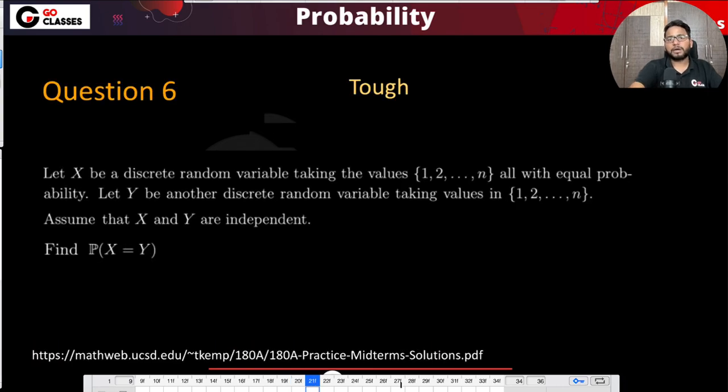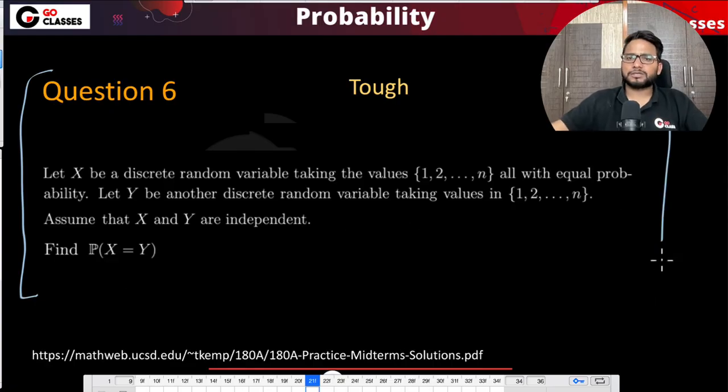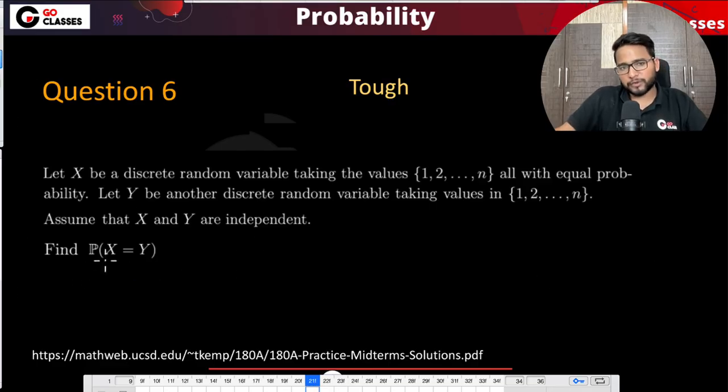Okay. Now, let's do one question which is a little tricky, a little tough to be honest. We can solve this question in the next video. I just want you to try solving this question and find out the value of the probability of X equal to Y.